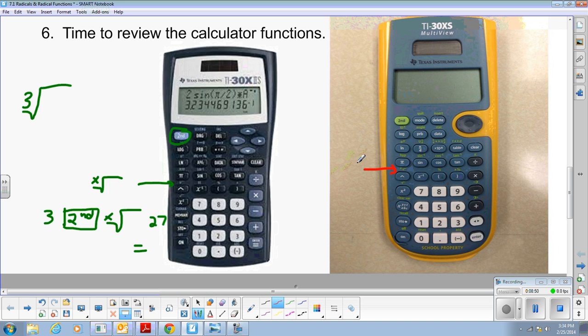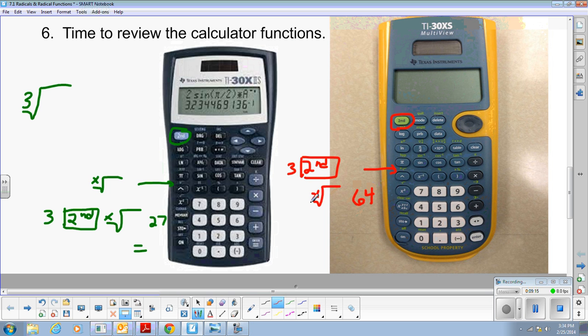I would still type in what root I'm after. In this case, we'll be after cube root. So you'll type a 3, and then you're going to push the second function key. And then you're going to press this key, the x radical key, and then you're going to type in the number that you're after, and it will tell you the cube root. So if I'm after the cube root of 64.